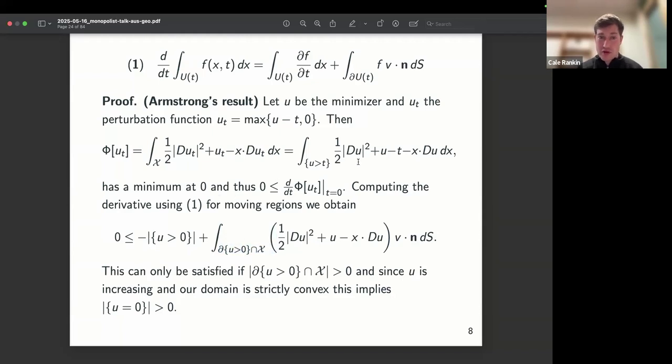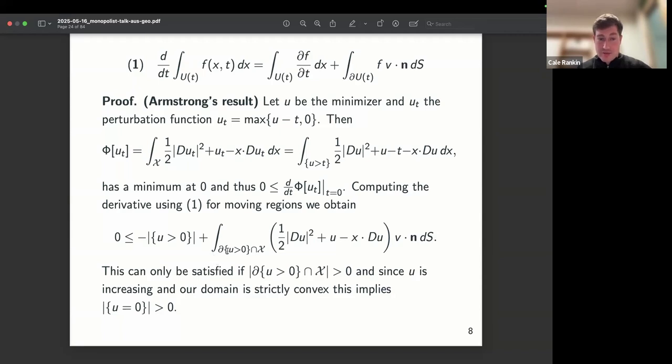And then I also pick up my term from differentiating under the integral sign. So when I look at that integrand, what has a t attached to it, i.e. what doesn't vanish when I differentiate? A half du squared vanishes, u vanishes, minus x dot du vanishes, and I'm left with minus 1 times the integral over the set u greater than t, which at time 0, an integral of minus 1 is just minus the volume. So I end up with this inequality: 0 is less than or equal to minus the volume of the set where u is greater than 0, plus a boundary term.